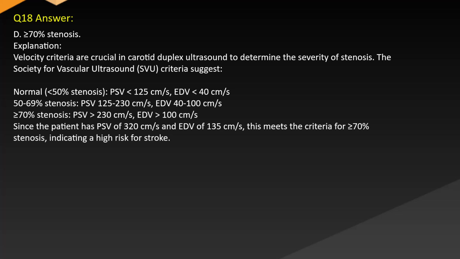Answer D. 70% stenosis. Explanation. Velocity criteria are crucial in carotid duplex ultrasound to determine the severity of stenosis. The Society for Vascular Ultrasound (SVU) criteria suggest normal, 50% stenosis PSV 125 cm per second, 70% stenosis PSV 230 cm per second, EDV 100 cm per second. Since the patient has a PSV of 320 cm per second and EDV of 135 cm per second, this meets the criteria for 70% stenosis, indicating high risk for stroke.